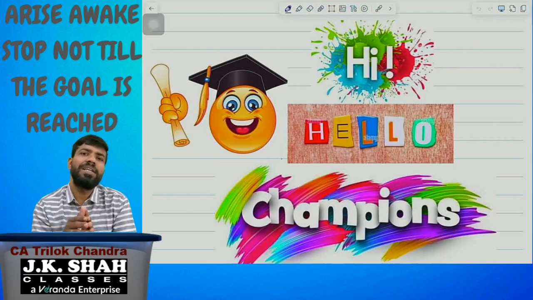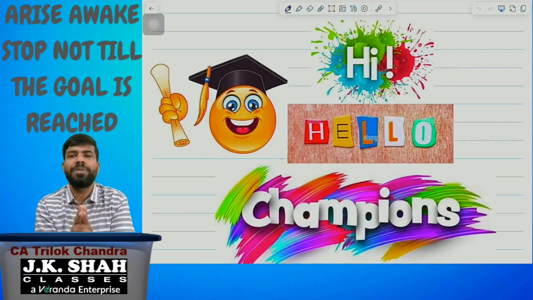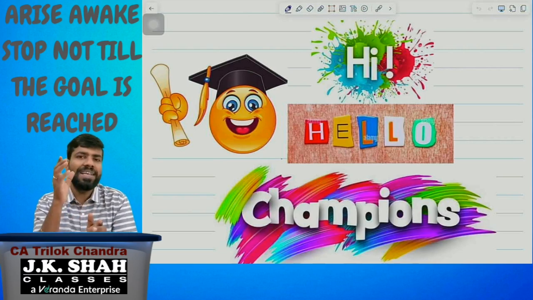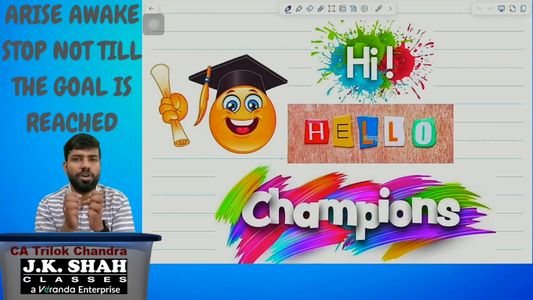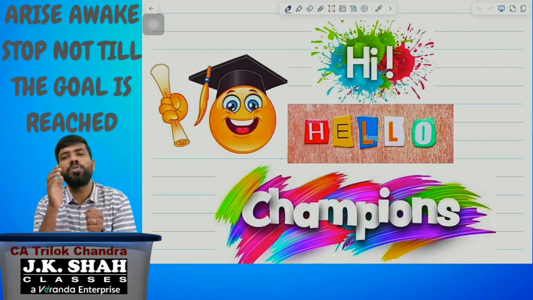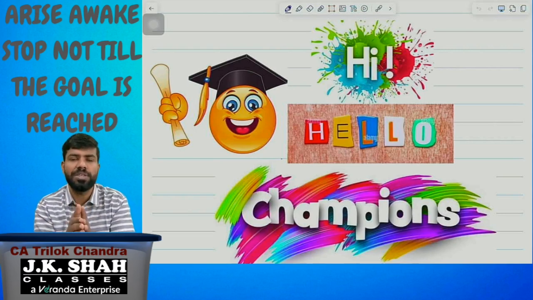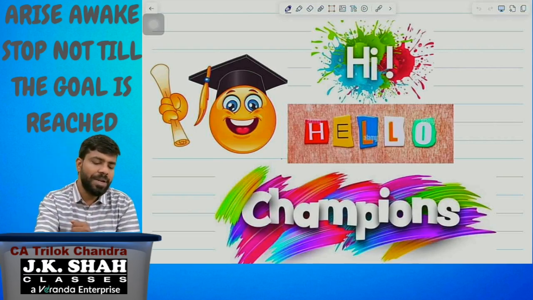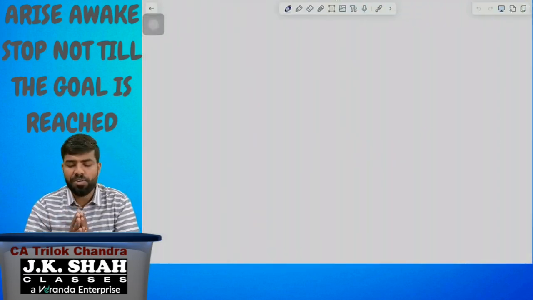Sometimes they'll give you straightforward questions, but sometimes they'll give application-oriented ones. So as I told you, first we'll understand the concepts, and then we are going to solve all the study material questions, including illustrations and practical questions. Without wasting time, let us start with the chapter called material costing.